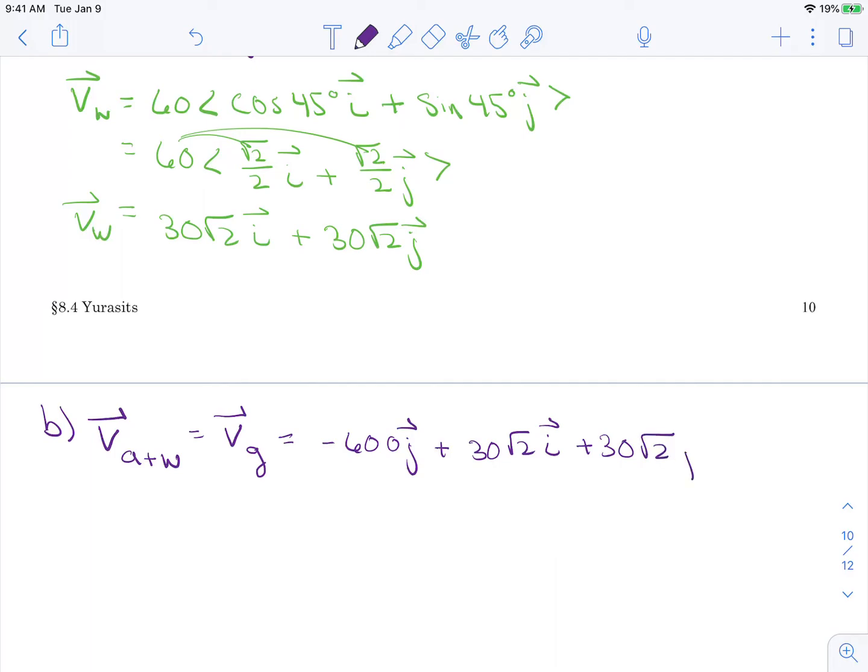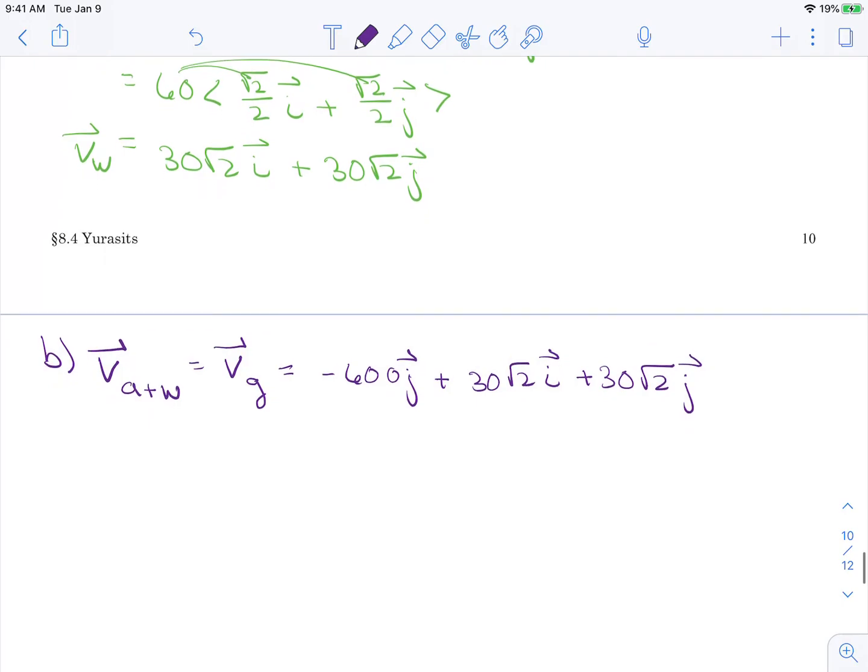That looks kind of ugly to me. You can leave it like that if you really, really want to, but it is nice to combine like terms. So these j's are alike. Unfortunately, one is with a rational and one is not. Or irrational, I should say.